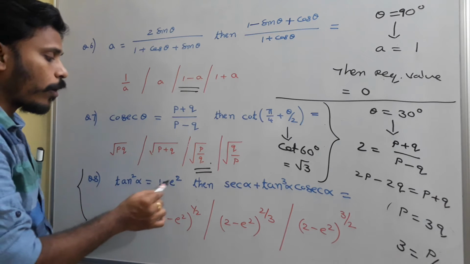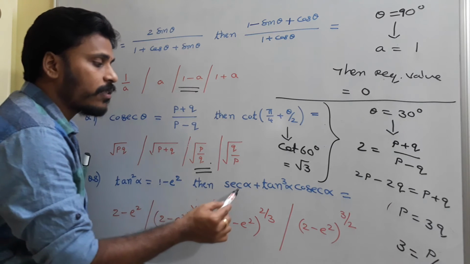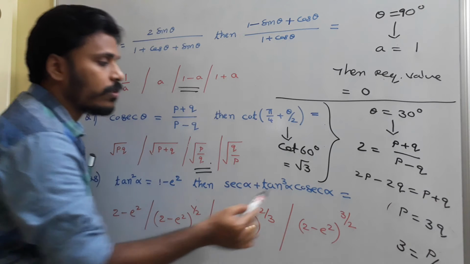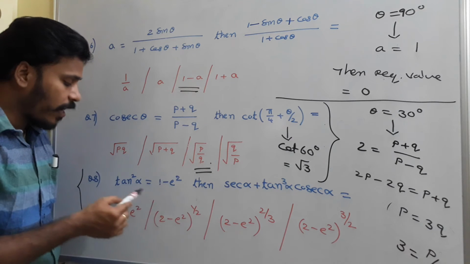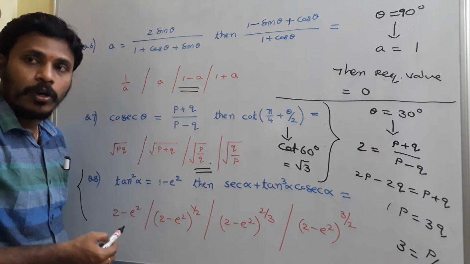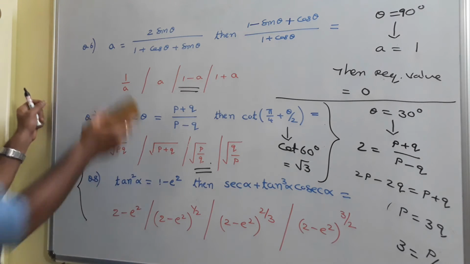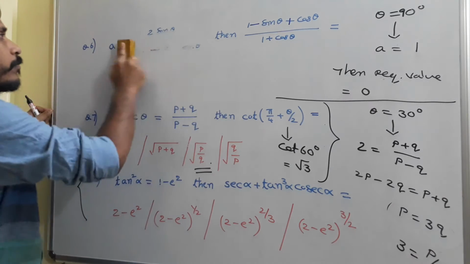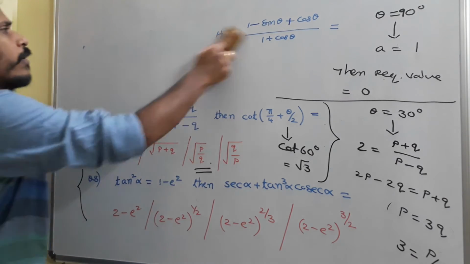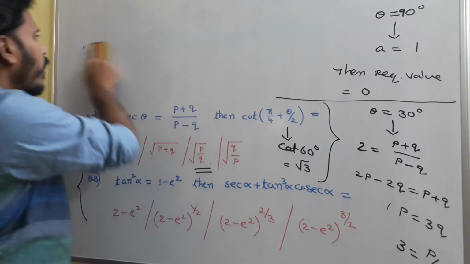Tan square alpha is 1 minus e square. Then we need to find secant alpha plus tan cube alpha into cosecant alpha. To solve it, again I need to fix some value for alpha. For space concerns, I will erase the first problem and then discuss. Okay, just look at this. For the last problem, tan square alpha is equal to 1 minus e square.